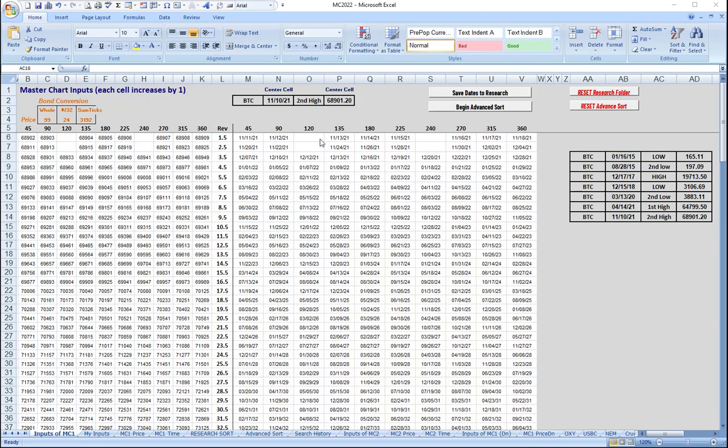Bitcoin's a little different. I kind of merged the futures with my Bitcoin chart, so it takes out the weekends, which I had to do. But anyway, still relevant, right? This is the master chart program, the Excel master chart, the Gann program.